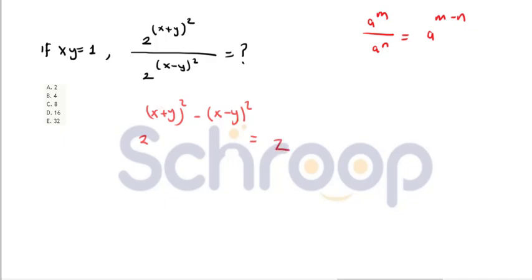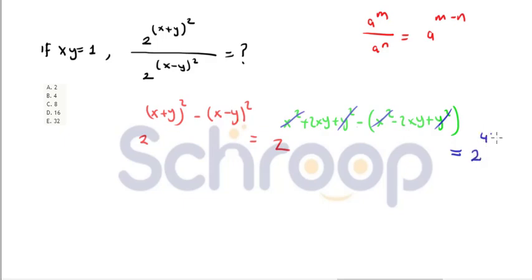Let's expand this. So this will be x squared plus 2xy plus y squared minus, and let's expand this value, x squared minus 2xy plus y squared. So x squared and minus x squared, y squared and minus y squared, they will cancel each other. Minus minus 2xy will be plus 2xy, 2xy plus 2xy, 4xy.